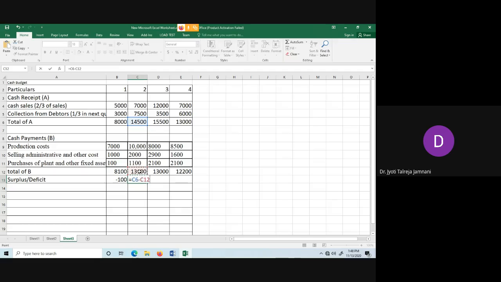14,500 minus 13,100. You have a surplus of 1,400. 15,500 minus 13,000. You have a surplus of 2,500. 13,000 minus 12,200. You have a surplus of 800. To this we do add opening balance.